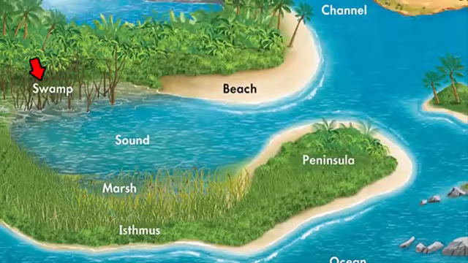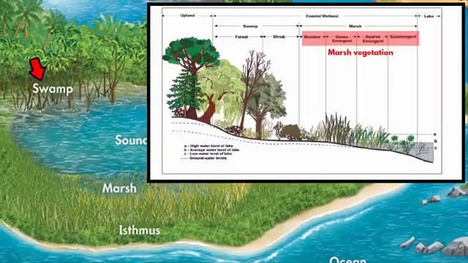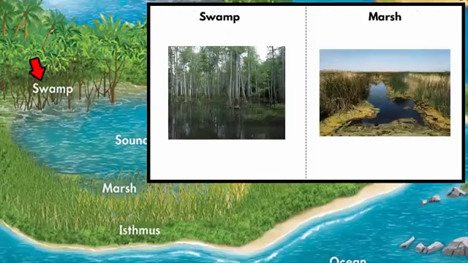The next term is swamp. If you look at their locations, both are almost in a similar place, closer to a water body. So both a swamp and a marsh are wetlands. Both of them have similar characteristics in their landform. However, the only difference between a marsh and a swamp is that in a marsh area you will not find trees. You will only find grass and herbaceous plants. Whereas in a swamp, you will find trees and other woody plants.